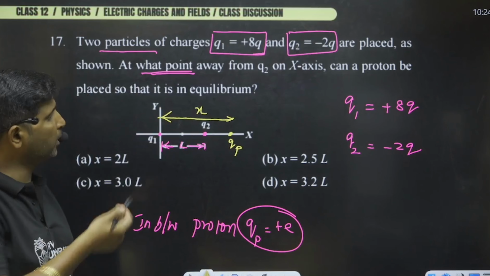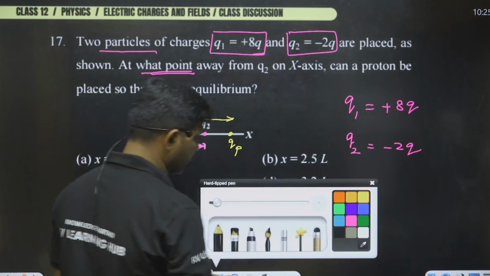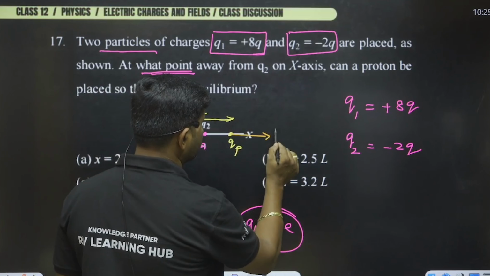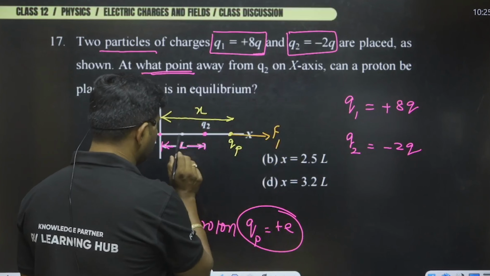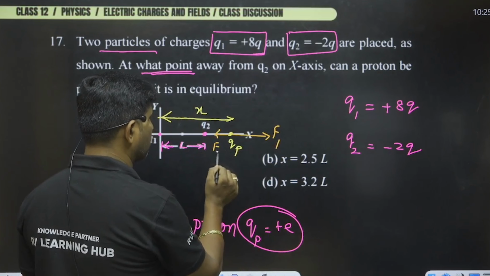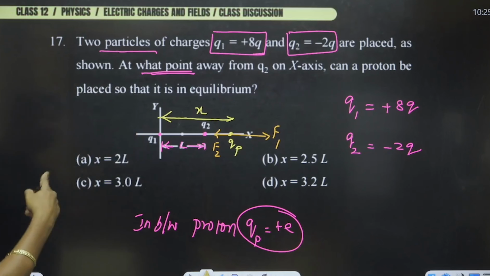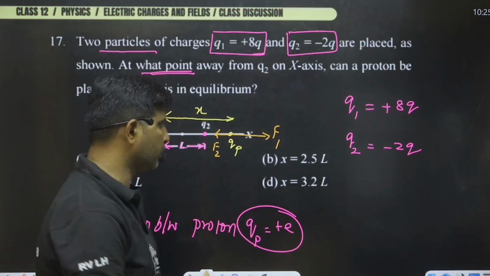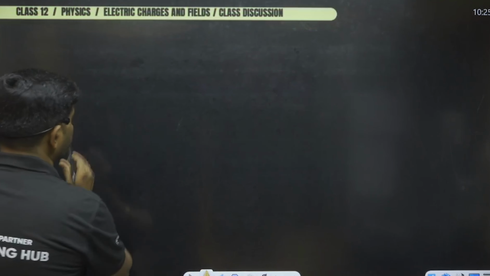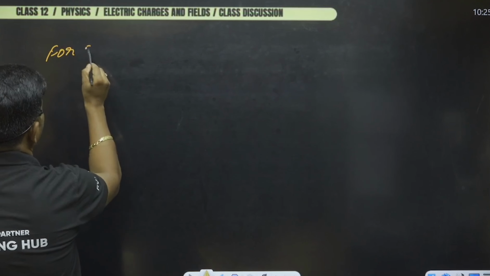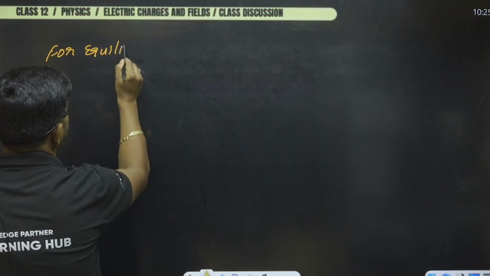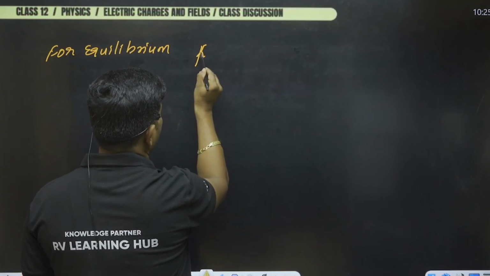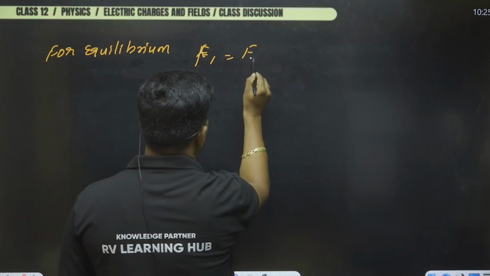We don't know the distance. Let us call it x. Observe this here. Because of the positive charge, it will experience a force like this. Because of the negative charge, it experiences a force in the opposite direction, F2. Therefore, we can say at some point the net force may become equal to 0. Okay. So see here, for equilibrium, the force due to 1 must become equal to the force due to 2.